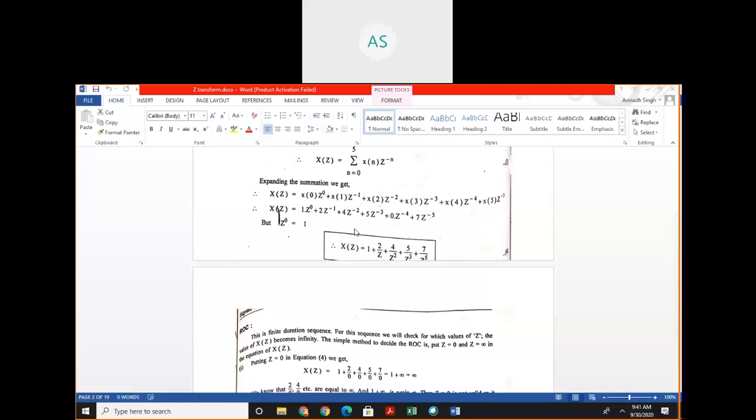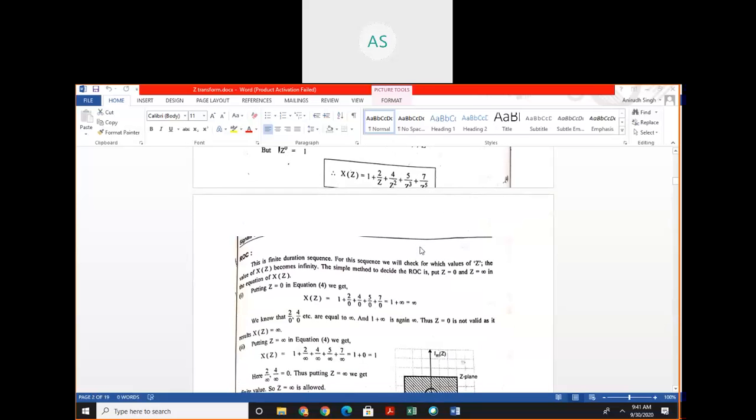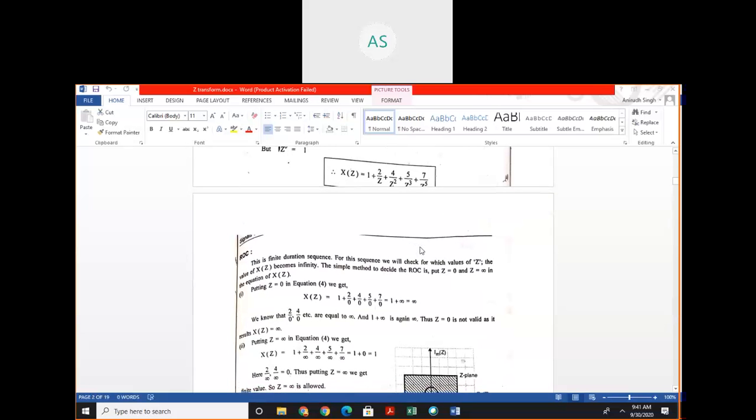Then we simplify this equation, and we get X of z is equal to 1 plus 2 by z, 4 by z square, 5 by z raised to power 3 plus 7 divided by z raised to the power 5. This is the simplified equation or expression for X of z.